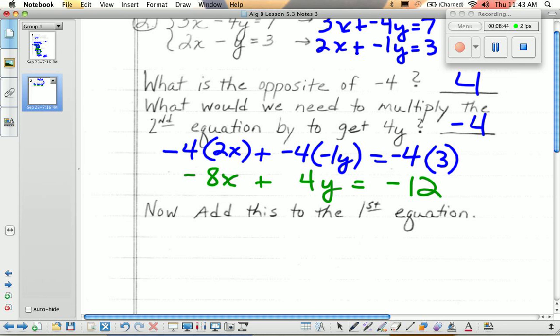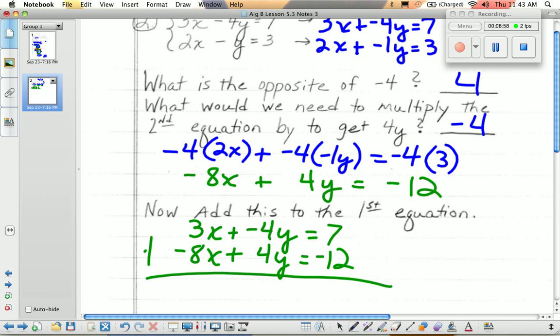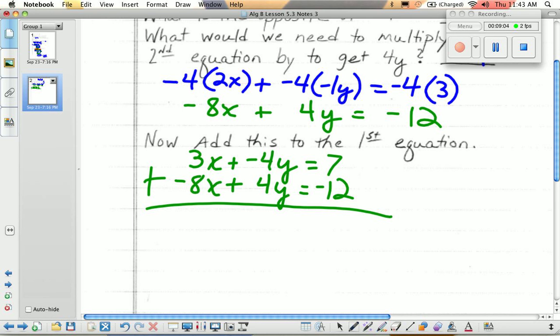Okay, so now we say, if we add this to 3x plus -4y equals 7. So you got this all lined up and you look at it and what better happen? Otherwise, don't even proceed. Mine's flipped around, that doesn't matter. What better happen before you even proceed? You better have opposites. You better look and make sure that you have some opposites like we do right here. So I can proceed because these guys are going to take care of each other.